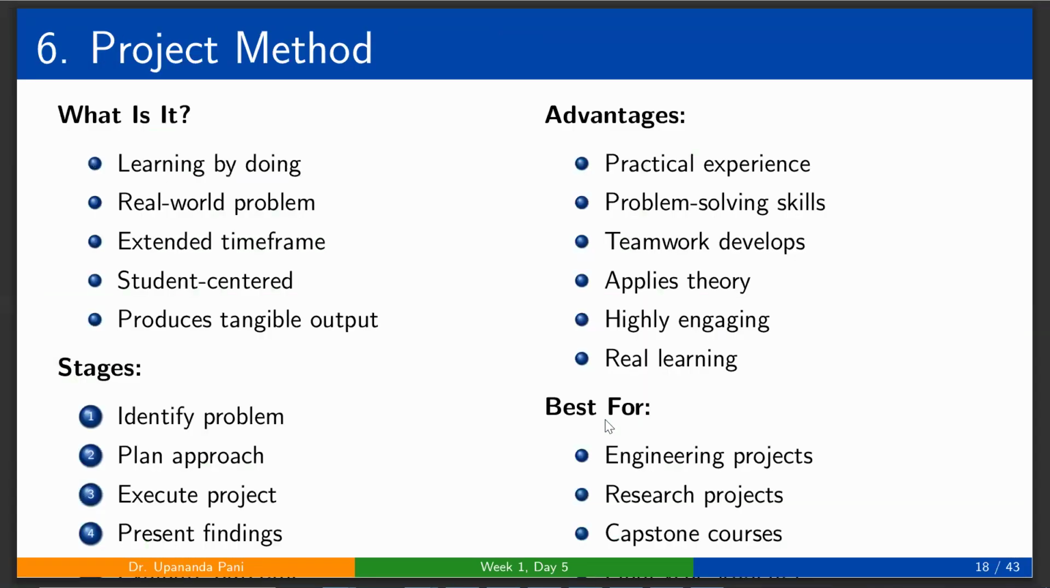And next is the project method. So what is it? Learning by doing, real-world problems, extended time frame, student-centered, and it produces tangible output. The advantages are practical experience, problem-solving skills, teamwork develops, it applies theories, highly engaging, it's real learning. It is best for engineering projects, research projects and capstone courses. The stages are to identify the problem, plan the approach, execute the project and present the findings.